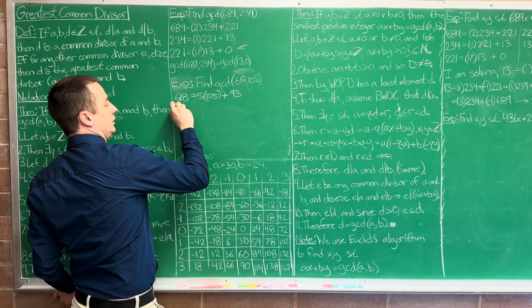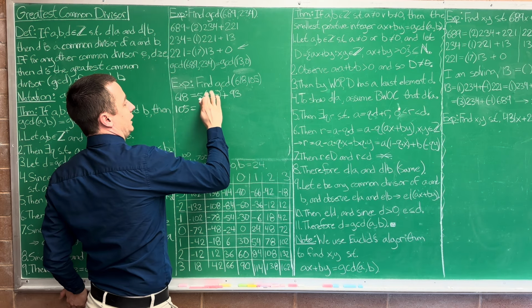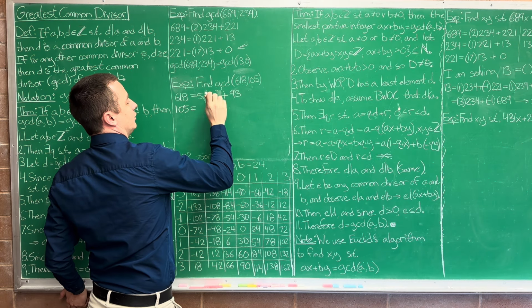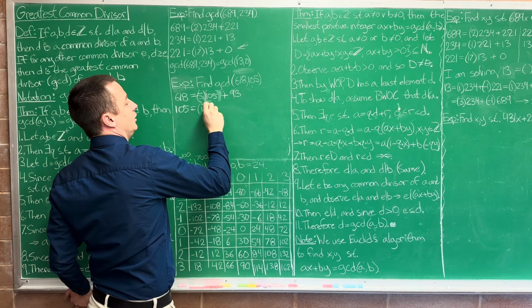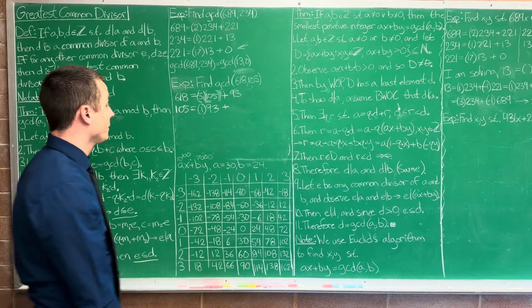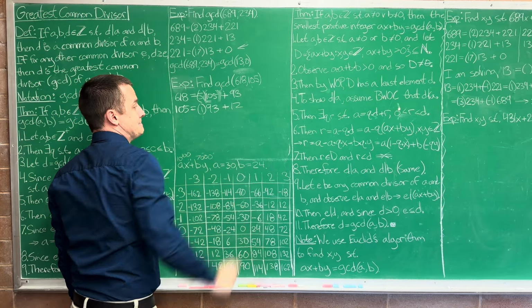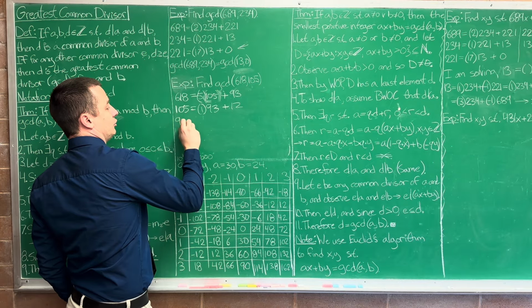Okay. And now you divide 105 by 93. How many times does 93 go into 105? Once. Sorry, I want to put my parentheses always on the Q. Goes into it once, 1 times 93 plus 12. And now it's 93 divided by 12. Perfect. How many times does 12 go into 93?